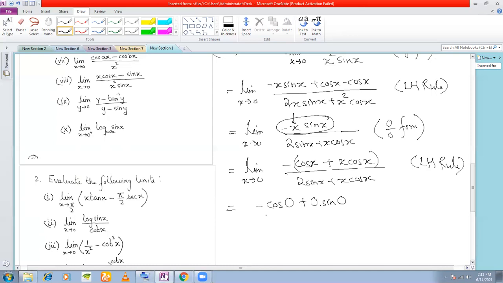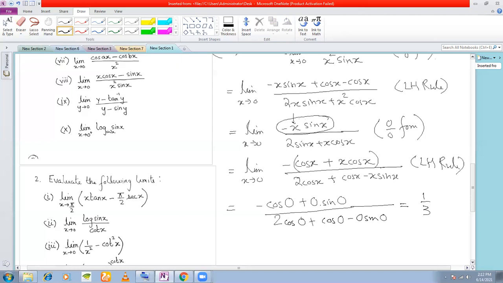Oh, sorry, I did not differentiate the denominator. Let me differentiate the denominator. If you differentiate, you get 2 cos x plus cos x minus x sin x. Now you put x equal to 0: minus (cos 0 plus 0 sin 0), divided by 2 cos 0 plus cos 0 minus 0 sin 0. So this is equal to minus 1/3. Okay, so that is what. I'll stop here.